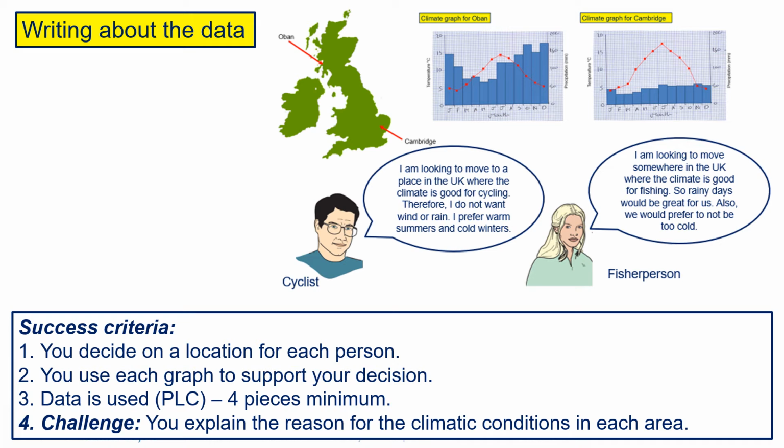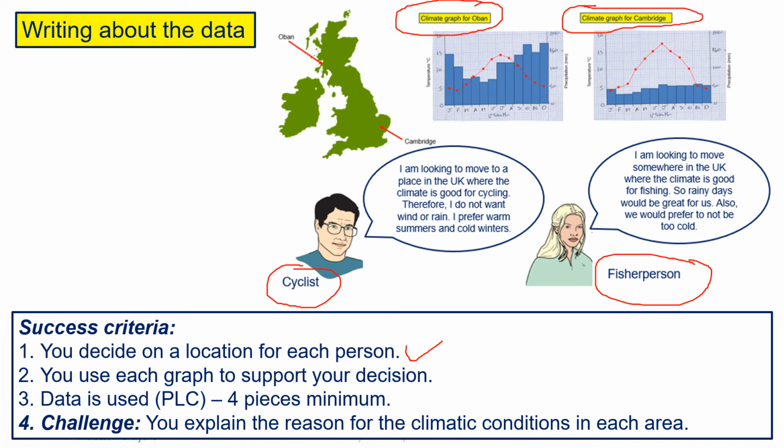Right, this is what you have to do now. So, you have to write about the data. You need to decide on a location for each person. So where would the cyclist prefer to live, and where would the fisher person prefer to live? You've got success criteria here. It says you need to decide on a location, whether Oban or Cambridge. You use each graph to support your decision. So you need to give data from the graphs to help explain your decision.